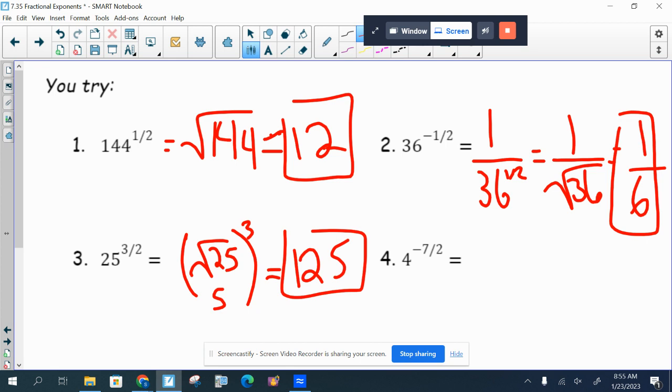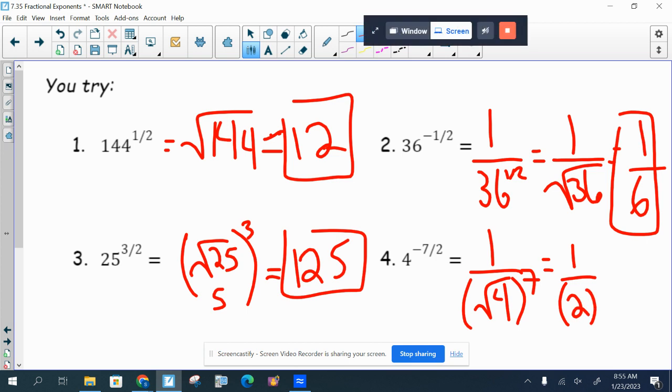And it's on that poster too. So if you look 1, 2, 3, 4, 5, all that goes all the way up to 10. And then for 4, it would be 1 over the square root of 4 to the 7th power, and that would be 1 over 2 to the 7th power.